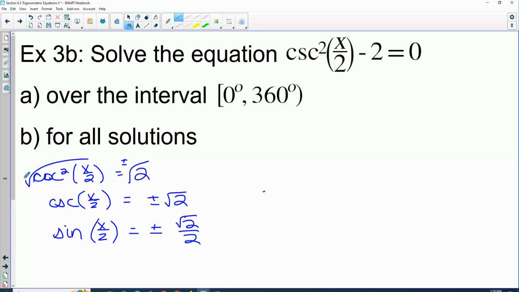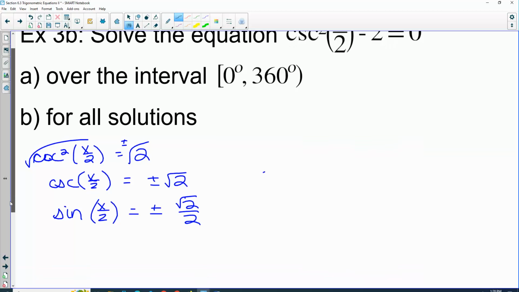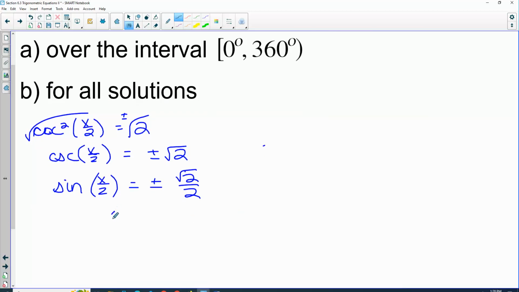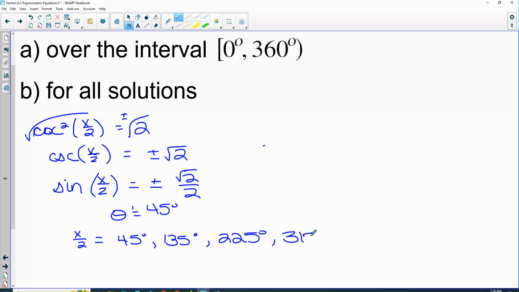Now, we need our quadrants and reference angles. Because it's positive or negative, that's every quadrant. Our reference angle, when is sine radical 2 over 2? We're in degrees. 45. So, 45 degrees in quadrant 1 is 45. In quadrant 2, 135. In quadrant 3, 225. In quadrant 4, 350.